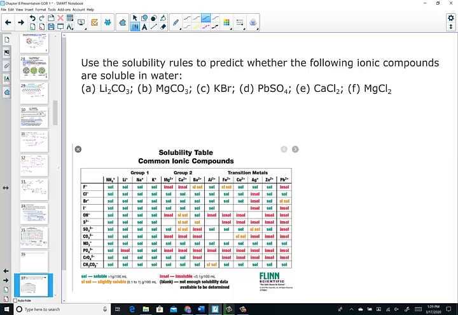So how did you do? Were you able to follow the solubility rules to tell me if they were soluble or insoluble ionic compounds? The first given was lithium carbonate. And I'm practicing your nomenclature so that it becomes familiar with you. Carbonate. So I found lithium, the first name, carbonate, the last name, and when I hook those together, I find this box, and it is soluble.